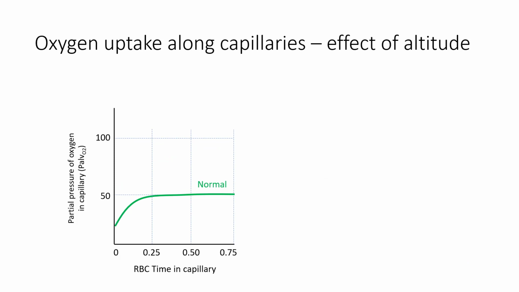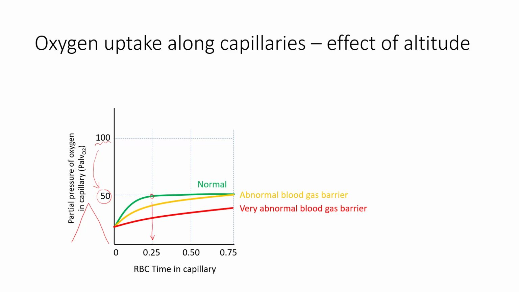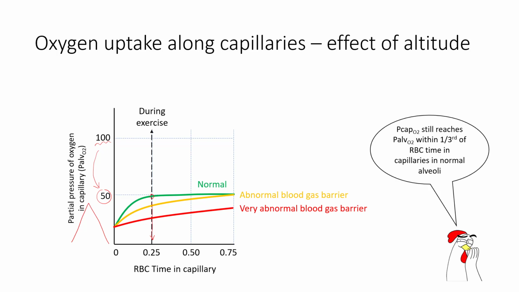The effect of altitude is lowering the partial pressure of oxygen in the alveoli. Let's say your P alveoli is now 50 instead of 100 because you are on the top of a mountain. You can see that the diffusion still happens and it equilibrates in the first 0.25 seconds, just like the previous one. Similarly, as your blood gas barrier gets abnormal, the diffusion gets much slower. In a normal person, the P capillary O2 still reaches the P alveolar O2 within the first 1/3 of the RBC time in capillaries.